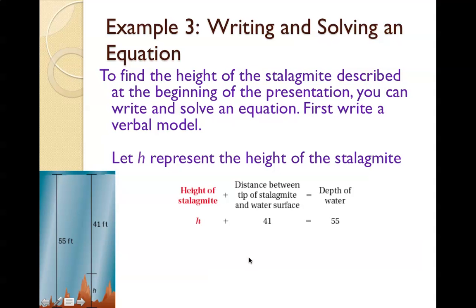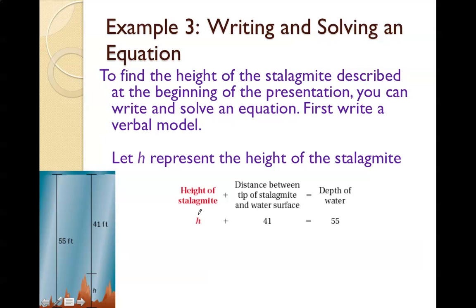Alright, here is from the very beginning when we talked about the caves and we were exploring the stalagmites, and it wanted to know how tall the stalagmite was. Well, here is how we would find this answer. We would take the information that they gave us and write it as an equation. So to find the height of the stalagmite described at the beginning of the presentation, you can write and solve an equation. First, you write a verbal model. So it says, let h represent the height of the stalagmite.